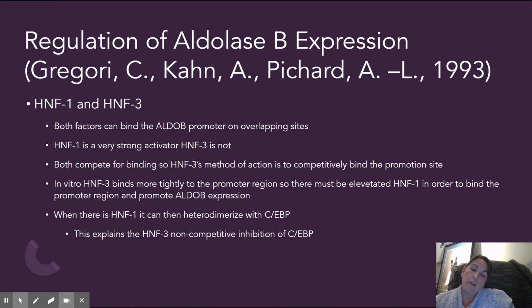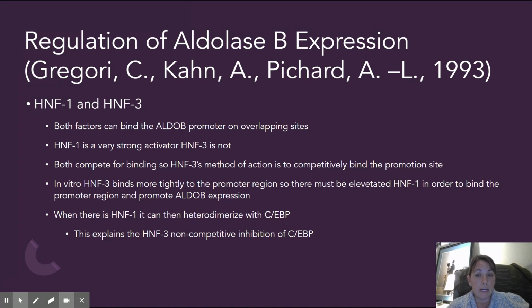So then they looked at HNF1 and HNF3, which were also found to have an effect on aldolase B gene expression. And they found that both of these factors bind the same region of the aldolase B gene. The sites, I apologize, were actually overlapping. So essentially, the gene could bind the HNF1 or the HNF3. And HNF1 is a very strong activator. HNF3 is not. But it was found that they competitively bind, and HNF3 actually binds much more strongly than HNF1.